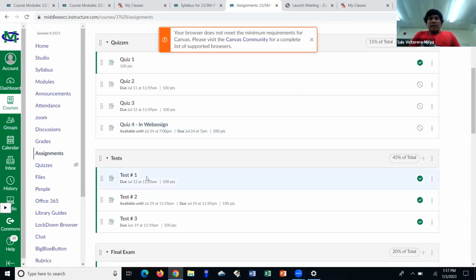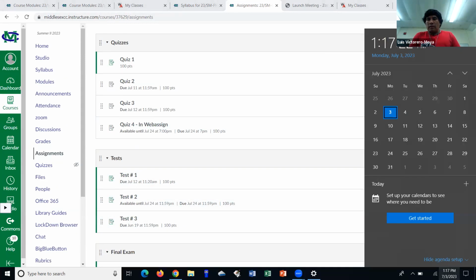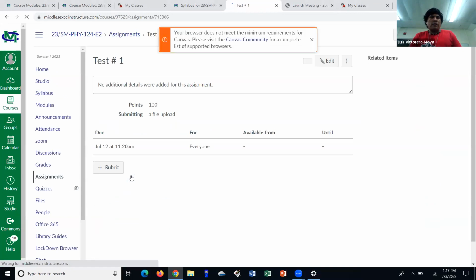Now, these are tentative dates for the tests. Probably this week will be test number 1. We'll see. I'll let you guys know. It depends how much we have done in the course. So don't follow these due dates.